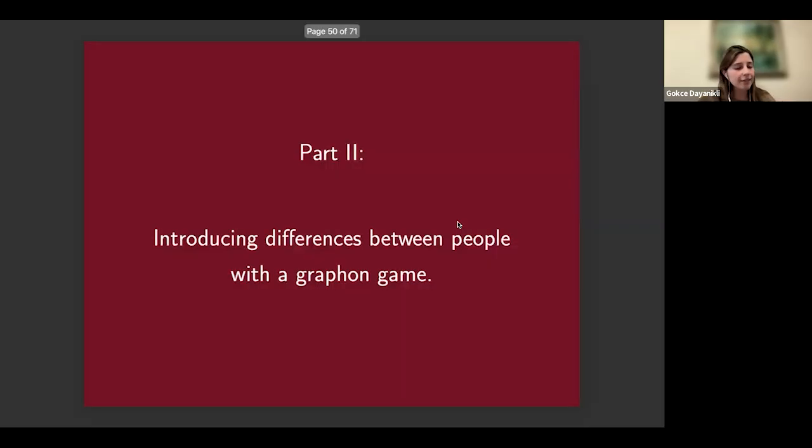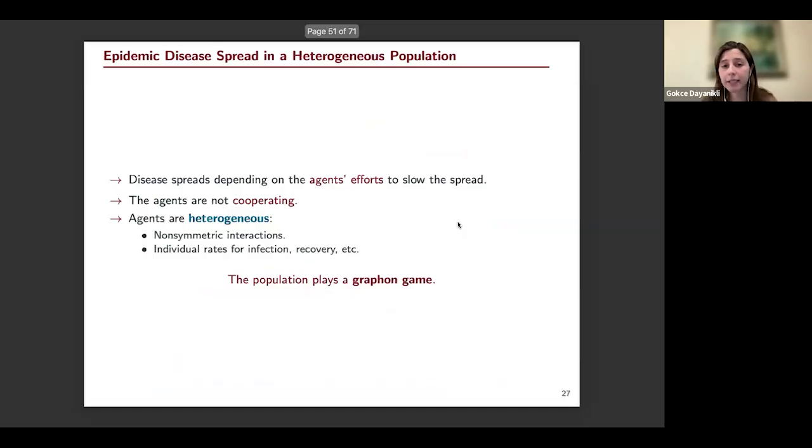So in the last 5 to 7 minutes, I'm just going to mention a little bit how we can put in heterogeneities. This part is going to be pretty quick because it's building on the previous model. We are going to look at something called a graphon game. Again, the agents are going to choose their contact factor. They are not going to be cooperating. They are going to be optimizing their own objectives, and they are going to be heterogeneous. This means that they are going to have non-symmetric interactions.